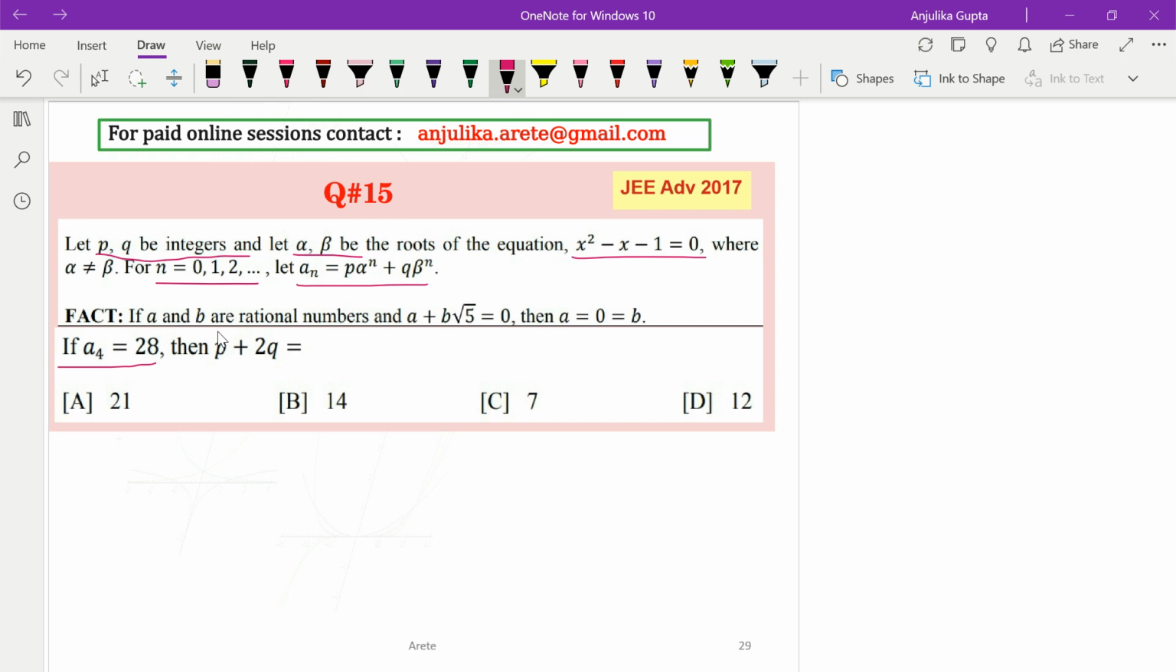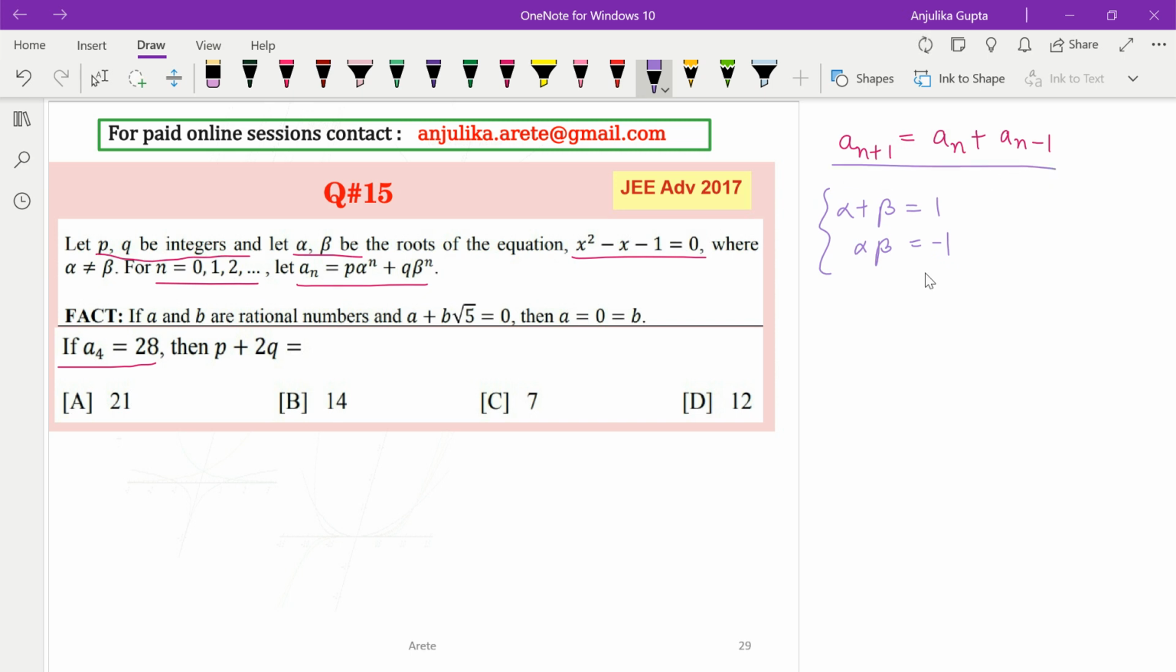Now, if you recall the previous part of this question, which I will put the link to in the description box, we have proved that there is a recursive relation. That means an plus 1 is equal to an plus an minus 1. That is what we proved using the fact that alpha plus beta is negative b by a. Here b is negative 1, so it's 1, and a is also 1. So alpha plus beta is 1, and alpha beta is c by a. Here c is negative 1 and a is 1, so alpha beta is negative 1. Using these relations we proved the recursive relation.